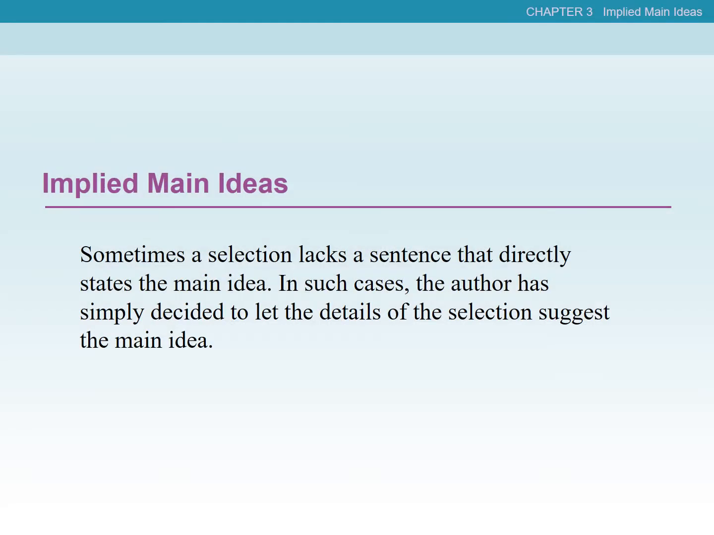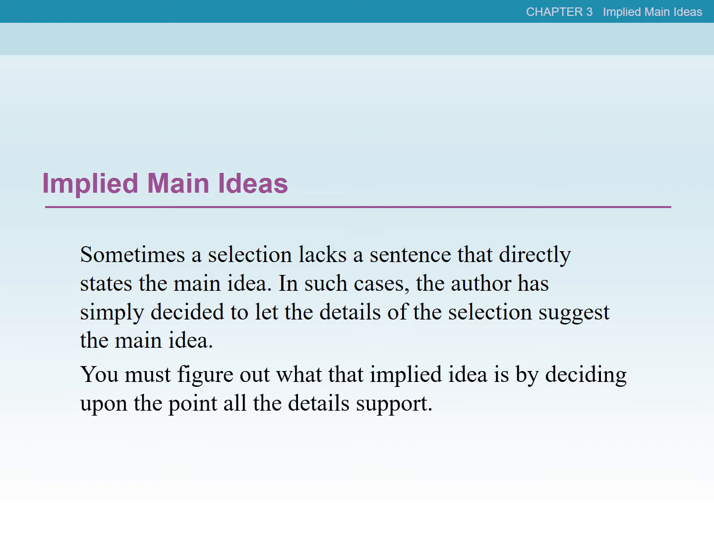So sometimes the selection lacks a sentence that directly states the main idea. In those cases, the author has decided to let the details speak for themselves. They suggest the main idea. There are several reasons that an author may do this. In my opinion, one of the best reasons that an author may choose to go with an implied main idea rather than a directly stated main idea is to make the reading process more active. If the reader is not simply told what the main idea is, then they have to figure it out, and that becomes a more active process. In some cases, the reader may be more likely to remember as a result.